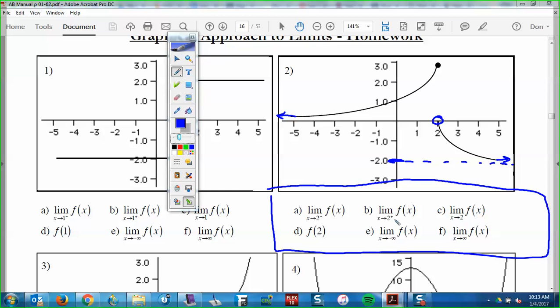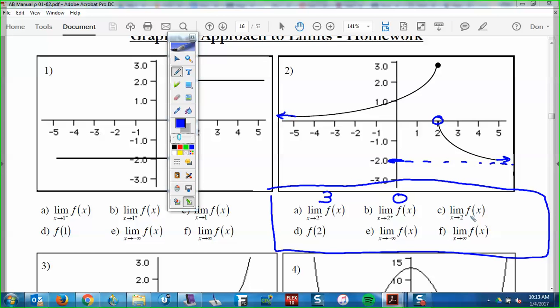All right, 2 from the left: 3. This car on the left side at 2 is going to meet right up here at 3. 2 from the right, from the positive, is meeting right down there at 0. Even though there's an open circle, we don't care. The car is meeting right there.